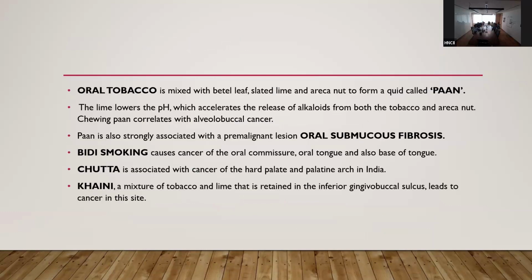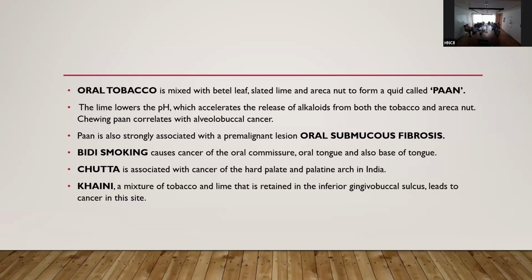For oral tobacco, there are multiple forms. You can have it mixed with betel leaf, lime, and areca nut. That is what they call pan. Why does it cause more cancer? It's carcinogenic because it lowers the pH, which accelerates the release of alkaloids, which are carcinogenic. Pan is also associated with oral submucous fibrosis because of the areca nut.